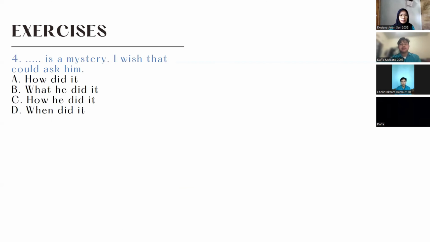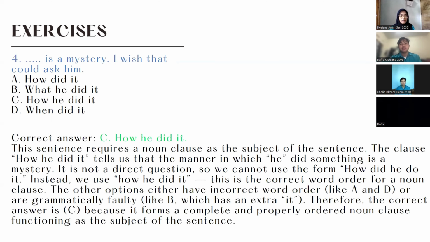Exercise number 4. "Blank is a mystery. I wish I could ask him." A. How he did it. B. What he did it. C. How he did it. D. When did it. The correct answer is C. How he did it.